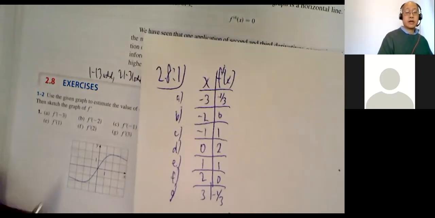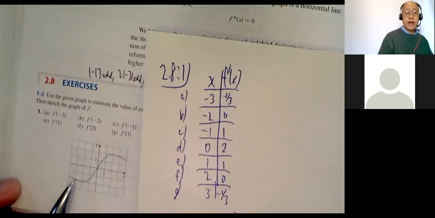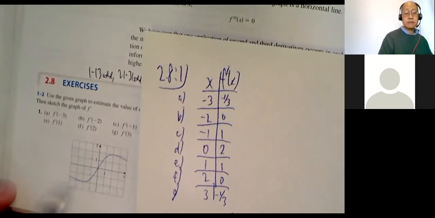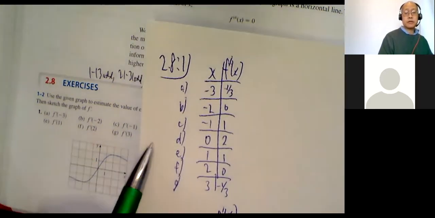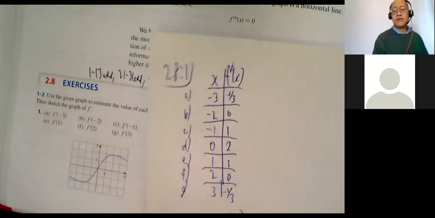Okay, so I'm going to try to show you that. I know it's blurry. At -3, I'm going down a little bit. I called it -1/3. At X equals -2, the slope is 0. Notice it's a completely different game.